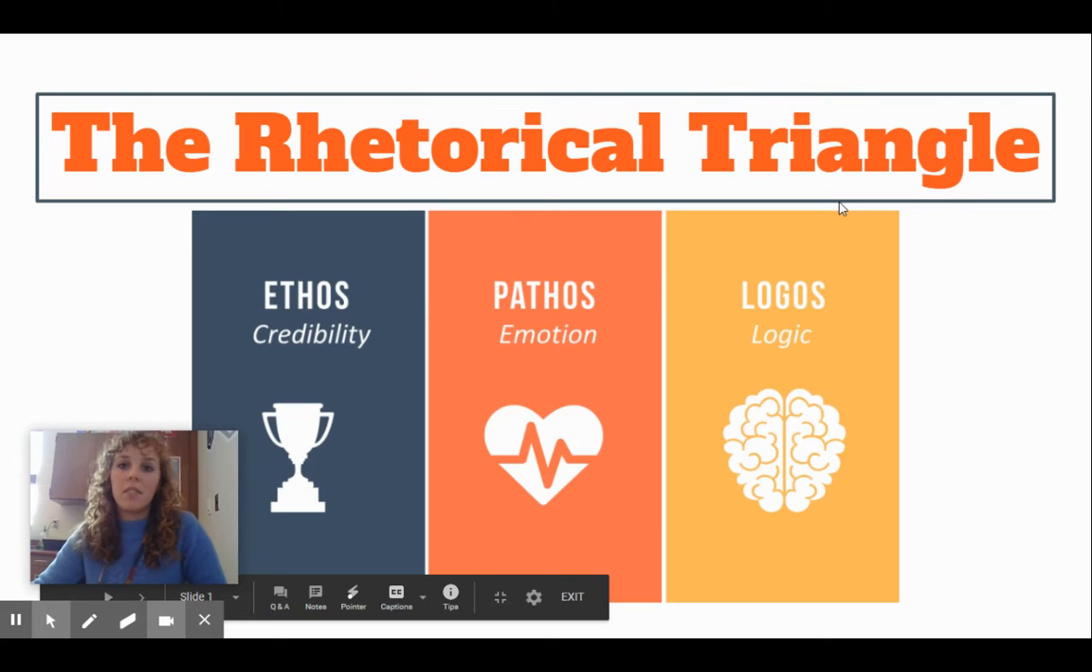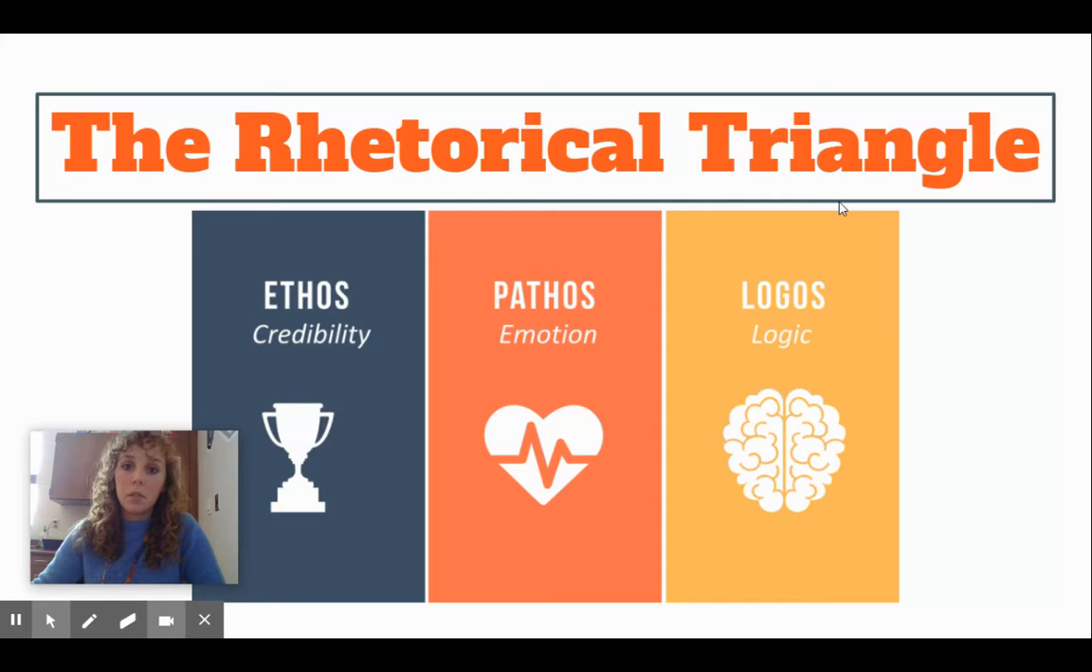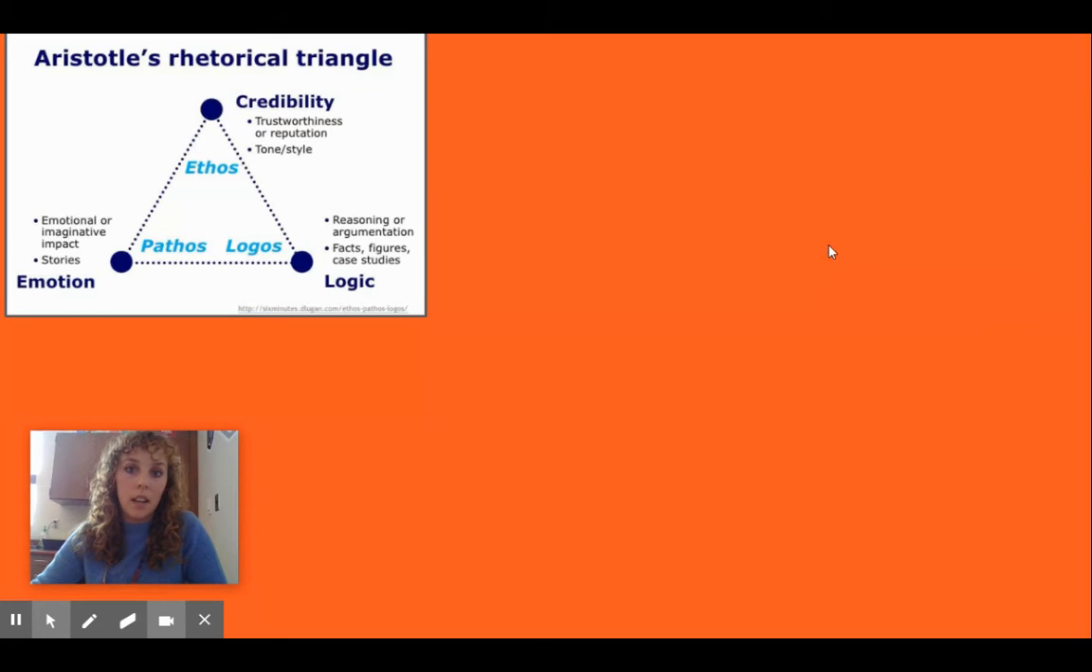Hey students, so this next unit we are going to be looking at early American literature, and we're going to be looking at their persuasive arguments through the rhetorical triangle, which is composed of ethos, pathos, and logos, which is basically the author's credibility, the emotions behind the text, and the logic and evidence of a text.